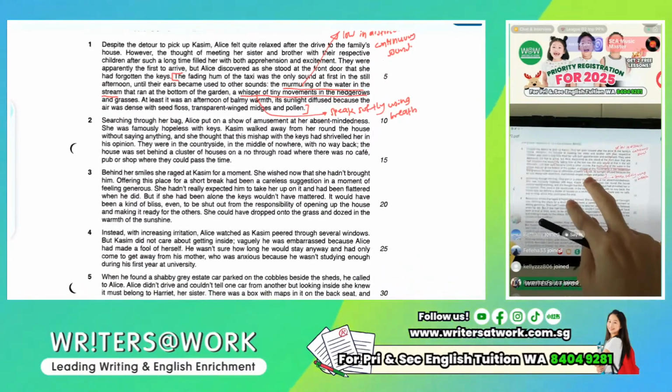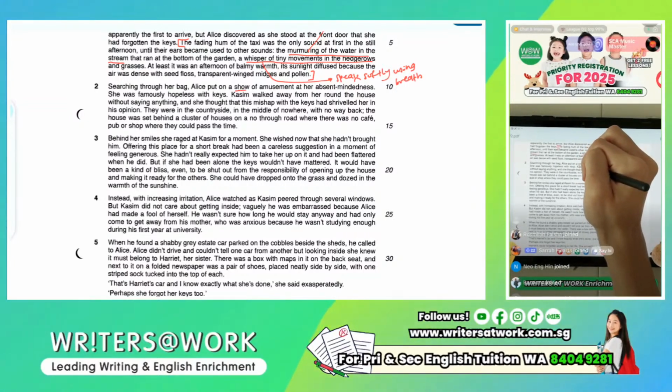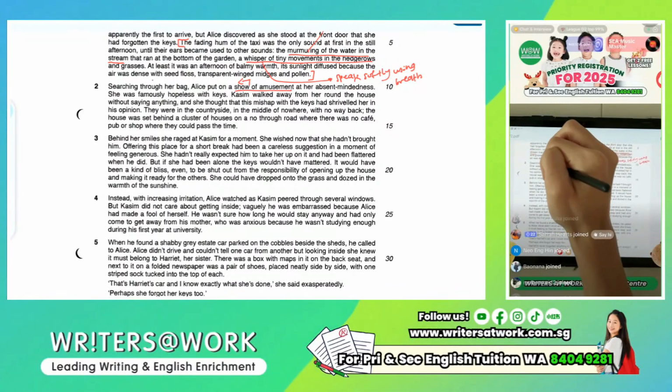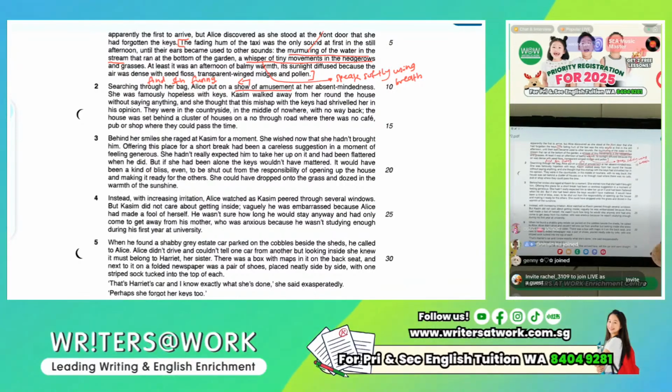Now, after the author describes that situation to you, we observe that Alice and Kasim are trying to open the door of the house. So you can see here that Alice tried to put on a show of amusement, which demonstrates to us that she is trying to find something funny. So she's trying to laugh at herself for being blur or absent-minded.